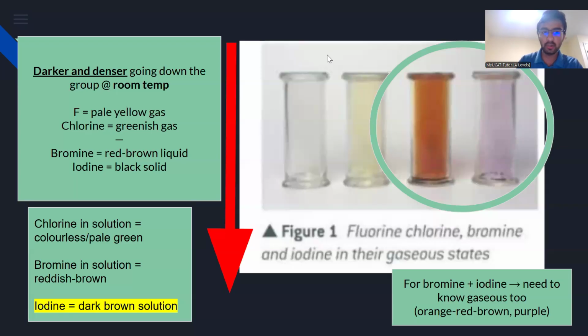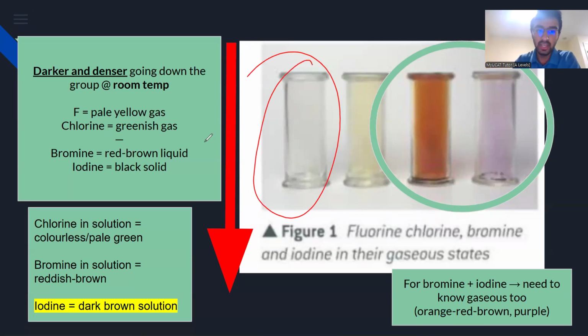So the first thing you need to be quite aware of is that in their natural state, how they exist at room temperature, they're always going to get darker and they're always going to get denser as we go down the group. So we start off with fluorine, a pale yellow gas, or sometimes you could say pretty much transparent if you look at this picture here. We've got chlorine, a greenish gas. We've got bromine, a red-brown liquid, and we've got iodine as a black solid.